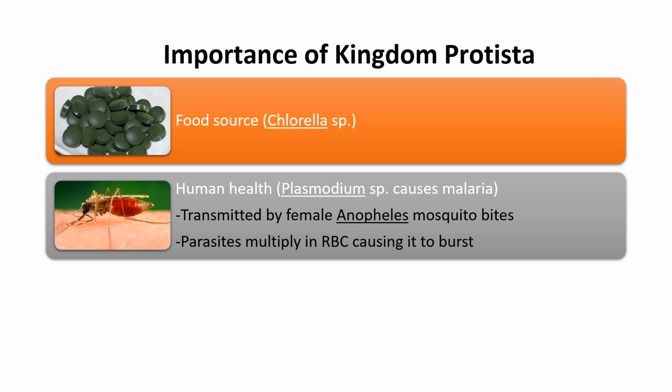And the next thing is it can also impact human health. For example, plasmodium, which causes malaria. And malaria is transmitted by the bite of the female Anopheles mosquito. It means that Anopheles mosquitoes carry plasmodium inside their bodies, and whenever the Anopheles sucks blood from us, it can transmit plasmodium into our bloodstream. And then the parasite will live in the red blood cell, which causes it to burst.